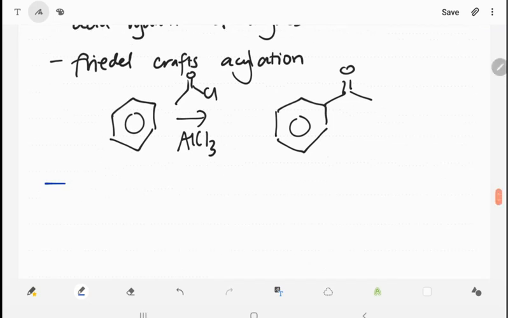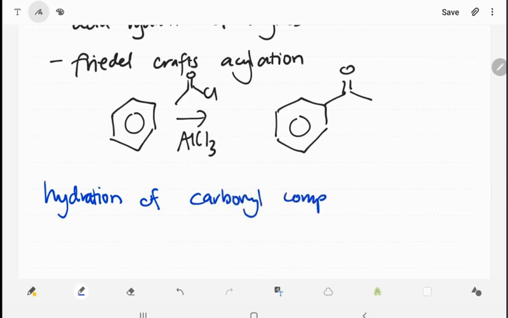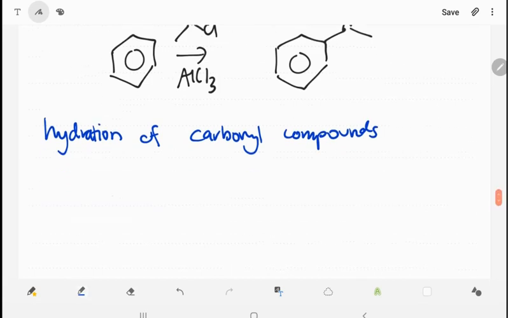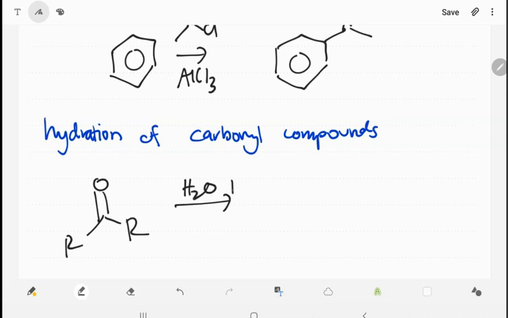Let's take a look at our first one, hydration. It's not a very exciting process, but here we go. We're going to see if we put some water, maybe just a touch of acid, we will end up hydrating our, in this case, ketone. Could be an aldehyde, doesn't really matter.